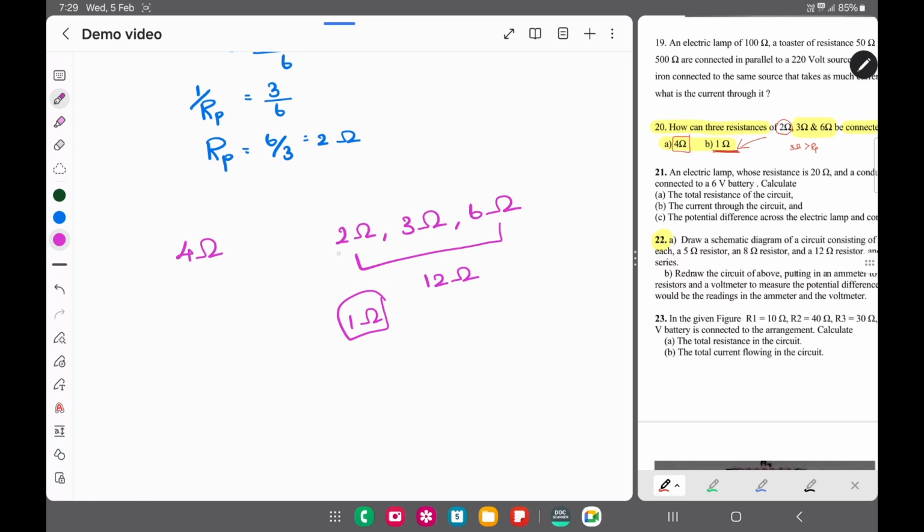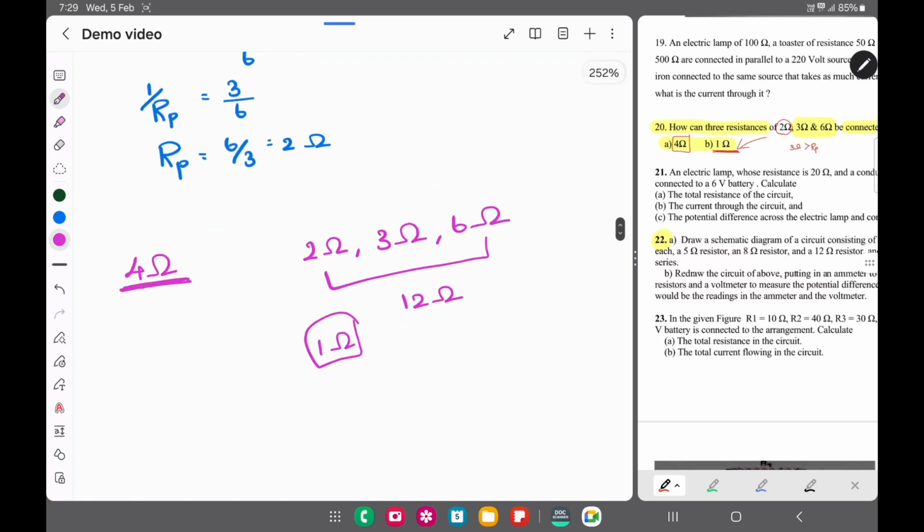Okay. And what about 4 ohm? If you look at where the 4 ohm lies, it is maybe lying between the largest value 6 and the smallest value 2. It lies somewhere between the two. Am I right? So this circuit involves a combination of both parallel and series. There must be parallel at one place and series at another place. Am I right? So first, considering parallel, maybe we can try with the larger values.